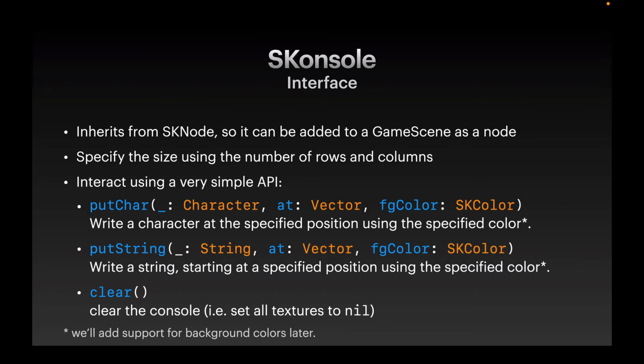We'll put the characters and strings at a type called a vector, that is basically an x and a y coordinate, but we call it a vector because you could also use it as a direction. And we will be able to specify color. In the future we'll add a way of adding background colors as well, but this is a good place to start.